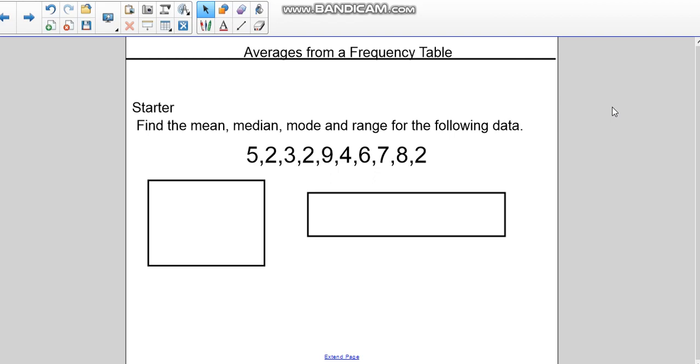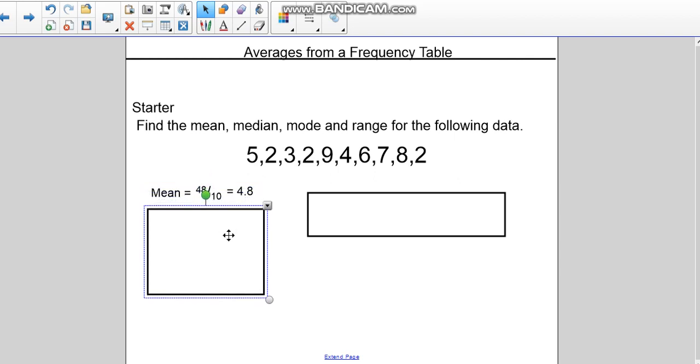Okay, so we are going to start finding the mean. If you remember, the mean is when you add all the data and divide. So if we add all that data up, we get 48. And there are 10 bits of data there, so we're going to divide by 10, so that gives us a mean of 4.8.